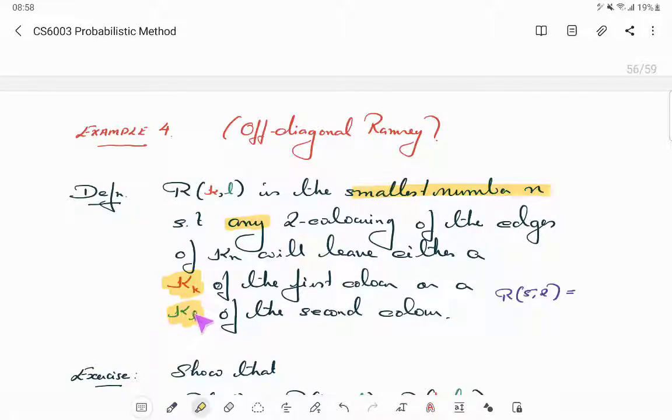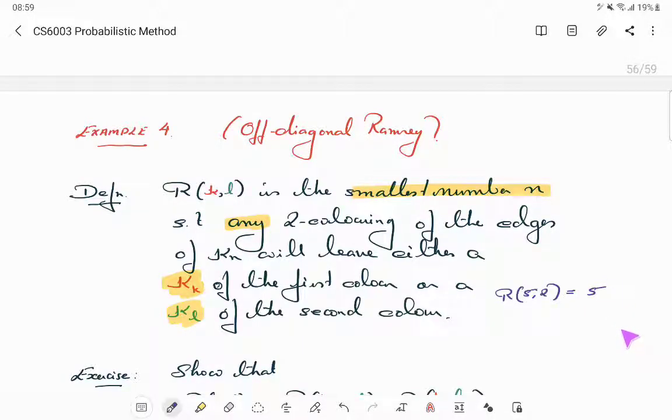you cannot use any green edge at all, which means your entire clique would be a monochromatic red clique, right? Hence this number is nothing but 5, right? This is the smallest number because if you have 5 or higher, if you use even one green edge, then the green K2 is satisfied. Otherwise, the red K5 is satisfied.